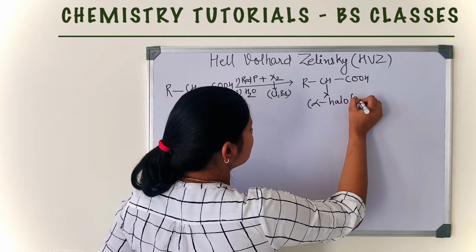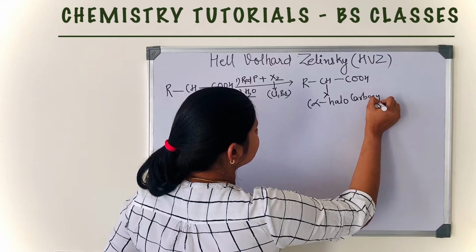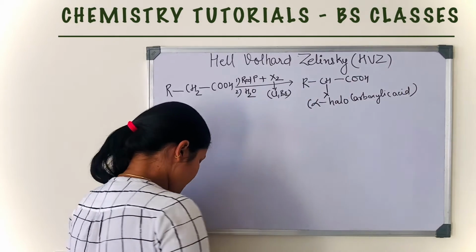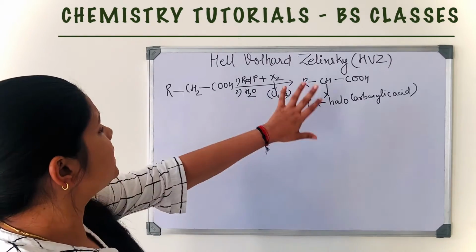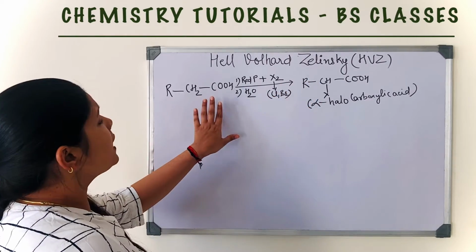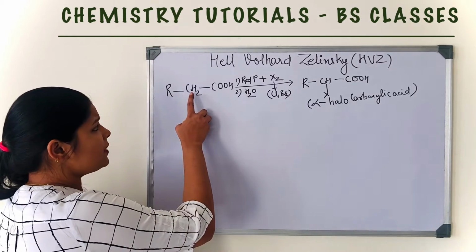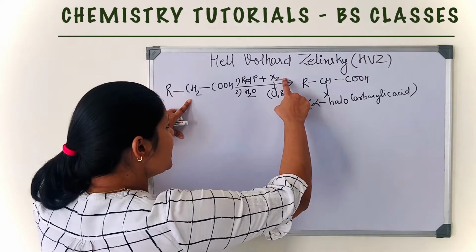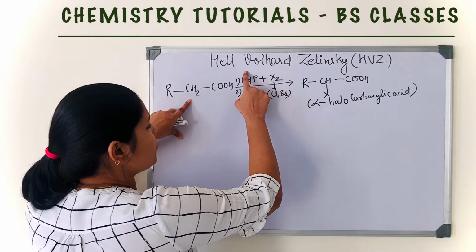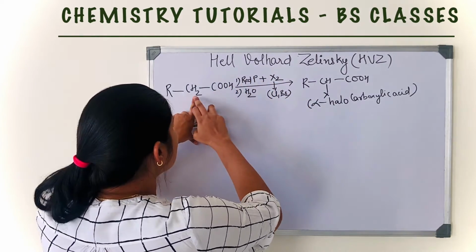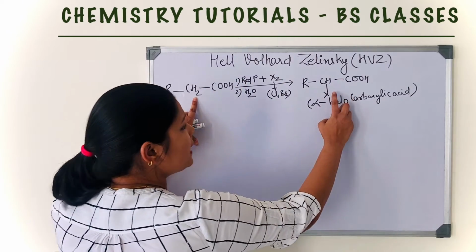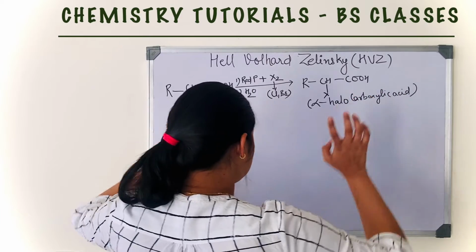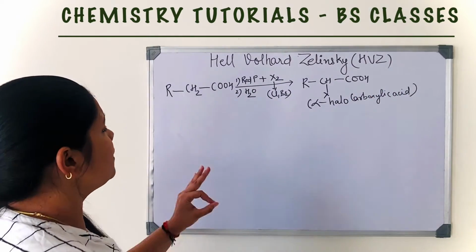Alpha halo carboxylic acid. This is the HVZ reaction: when carboxylic acid having alpha hydrogen is treated with halogen in the presence of red phosphorus, then alpha hydrogen is replaced by halogen and we will get alpha halo carboxylic acid. This is the HVZ reaction.